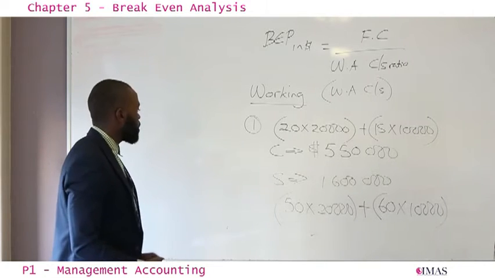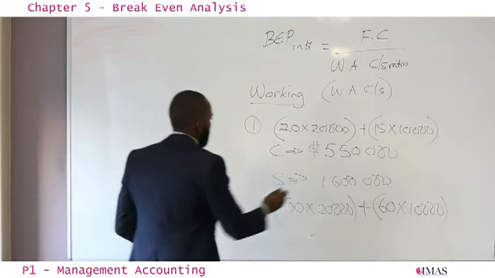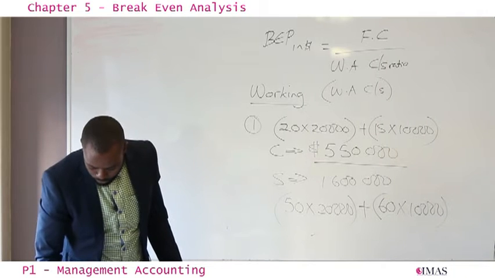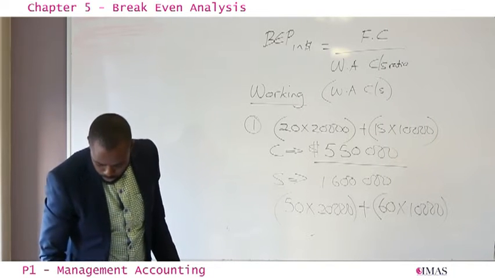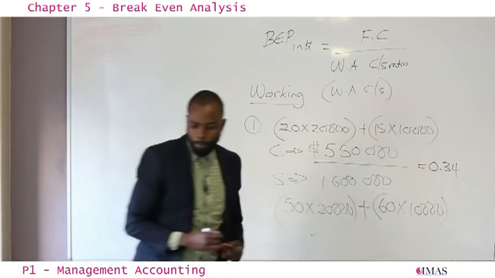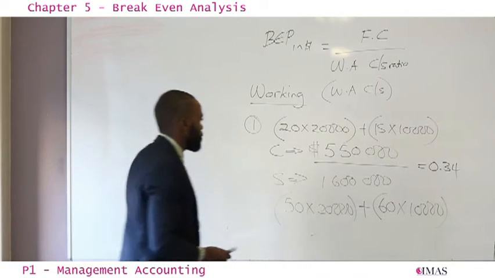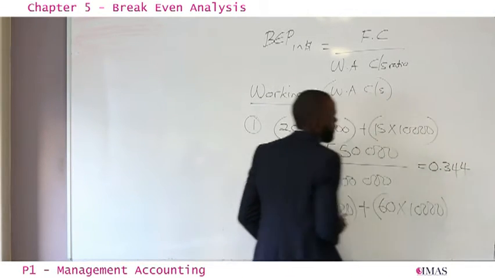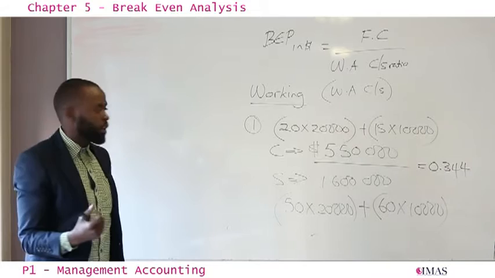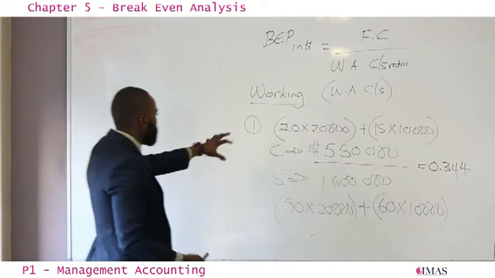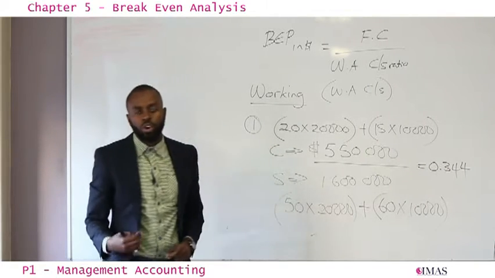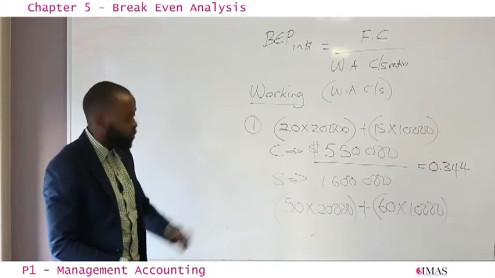Then to get our contribution to sales ratio, we just take our contribution divided by our sales. So we take 550,000 divided by 1.6 million. That is 0.34375, which I'll round off to 0.344. That's how we get the weighted average contribution to sales ratio using method number 1. So it's quite easy. Take your total contribution, then your total sales, divide your contribution by your sales, and you get your contribution to sales ratio, 0.344.